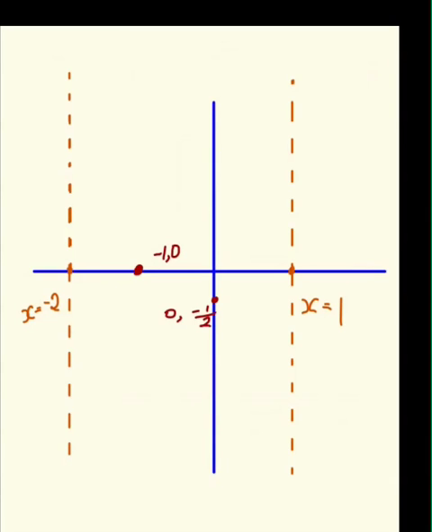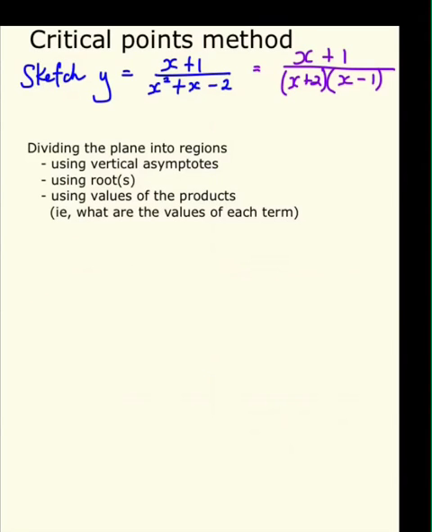Now the next stage we're going to look at is considering what's happening in the different regions of the graph. And we're dividing the graph into regions by looking at the vertical asymptotes, looking where the root or roots of the equation sit on the graph, and using the values of the products. Now, values of the products are, this is one product, this is the other product or term, and this is the third one. So we have 3 things here, and we're going to look at each one of those graphically.